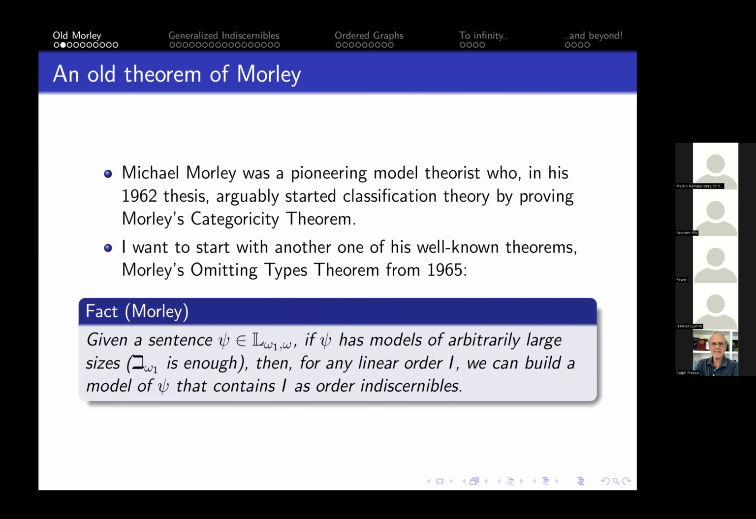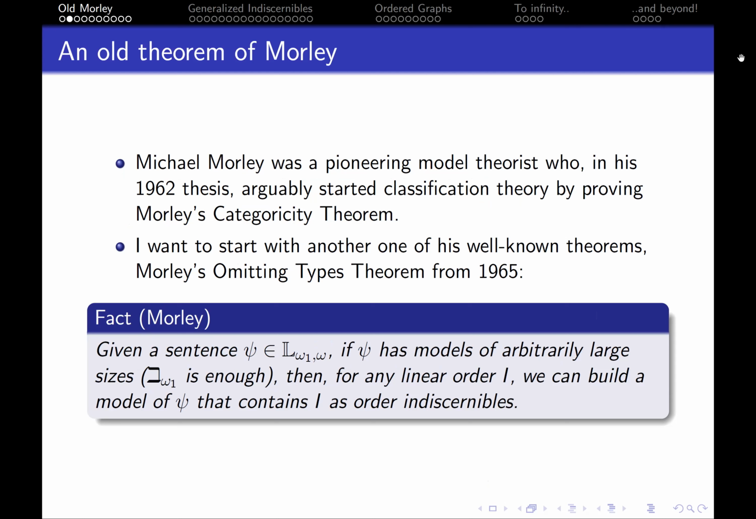What he proved was, given a sentence in L omega 1 omega, where this is an infinitary logic where you allow countable conjunctions and disjunctions, that it characterized when you have arbitrarily large models. If you have arbitrarily large models, although having models of size beth omega 1 is enough, then you can build what are called order indiscernibles. So for any linear order, you build a model around that linear order that models this sentence psi, and the linear order is indistinguishable from the model theoretic properties of that model.